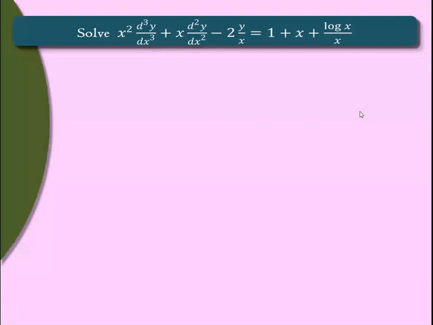x square d cube y by dx cube plus x d square y by dx square minus 2 into y by x is equal to 1 plus x plus log x by x. Okay. Now again look at the equation carefully. Together with derivatives, we are having powers of x. Okay, so this is not a linear differential equation with constant coefficient. But here the power of x and the order of derivative are not the same. Okay, so it is not a Cauchy's equation, but can it be converted to Cauchy?